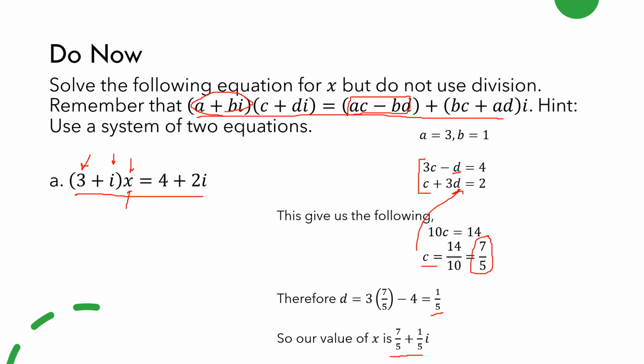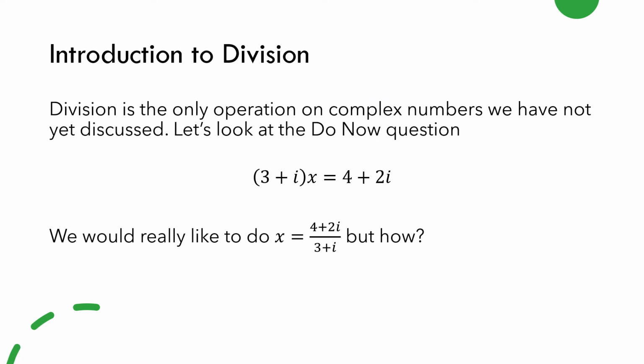We used a roundabout way to solve it, but now let's talk about an easier and quicker way to solve division questions. Division is the only operation of complex numbers that we have not yet discussed. Let's look at that same question. We would really like to just divide by 3 + i on both sides of this equation and figure out what this equals, but how do we do it?